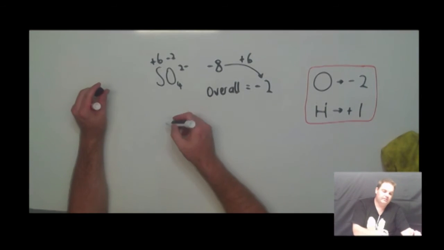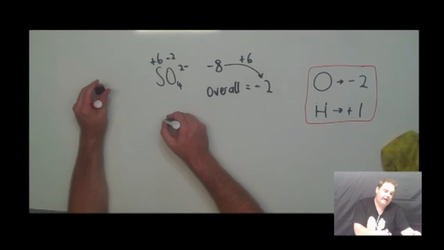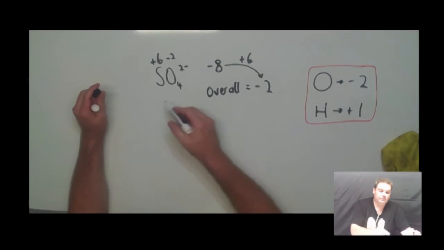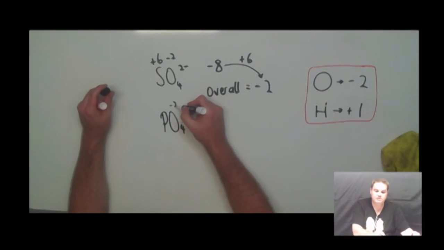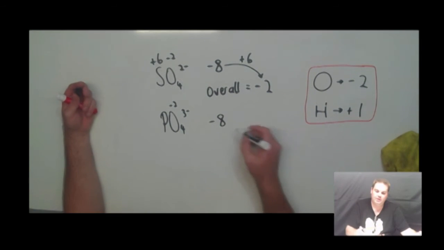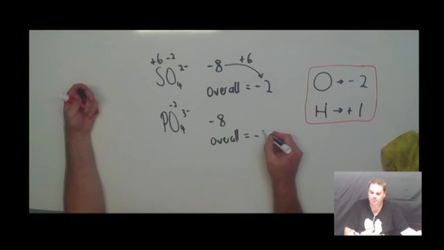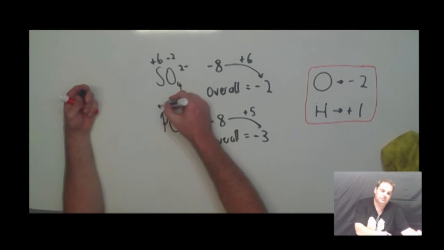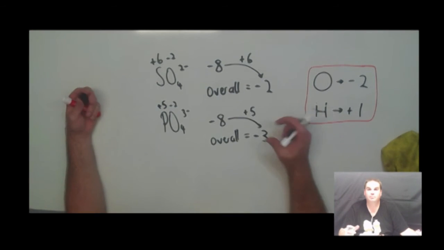Okay, so let's have a look at another one. This time we're going to go PO4 3-. So each oxygen is -2, just following our rule. 4 lots of -2 gets us -8 again. This time overall, we're trying to get to 3-, or -3. So to go from -8 to -3, we need to add 5 this time. So the phosphorus has an oxidation number of +5.